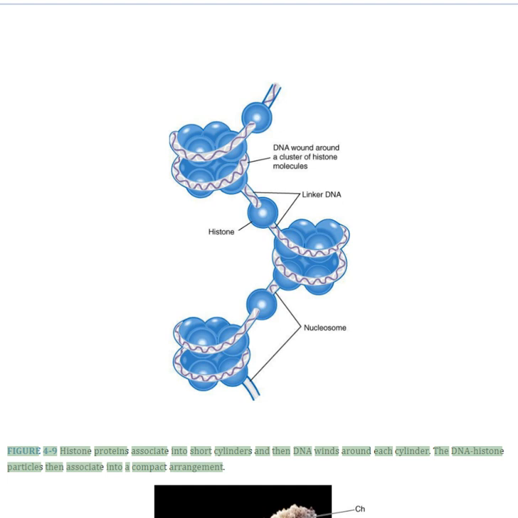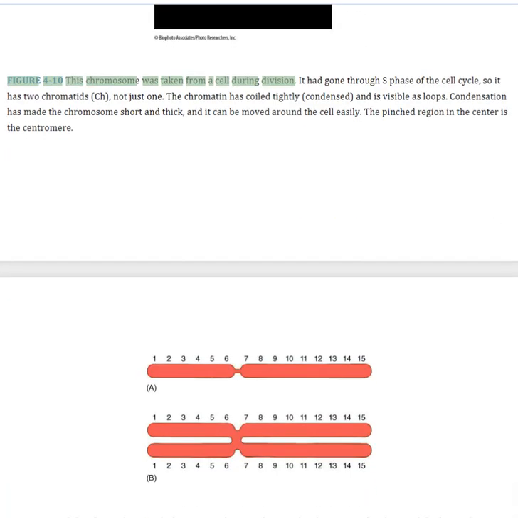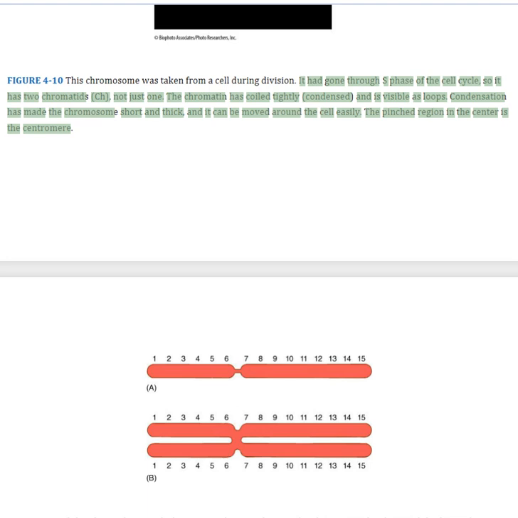Figure 4.9 Histone proteins associate into short cylinders and then DNA winds around each cylinder. The DNA-histone particles then associate into a compact arrangement. Figure 4.10 This chromosome was taken from a cell during division. It had gone through S phase of the cell cycle, so it has 2 chromatids, not just one. The chromatin has coiled tightly and is visible as loops. Condensation has made the chromosome short and thick, and it can be moved around the cell easily. The pinched region in the center is the centromere.